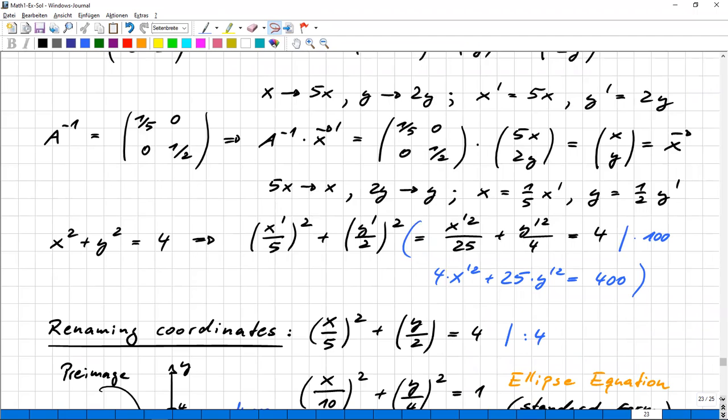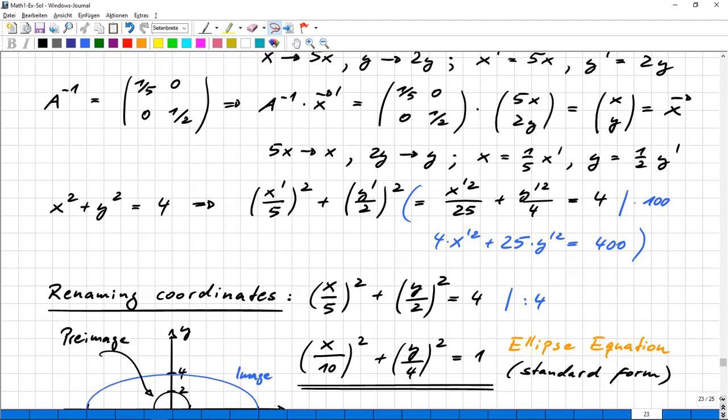I rename coordinates. And now I hope this does not embarrass you. So I rename them because I want to have a valid new equation using x and y coordinates. And if I do so, I get (x/5) squared plus (y/2) squared, I missed the square here, equals 4. And now, instead of doing this, I even divide this equation by 4.